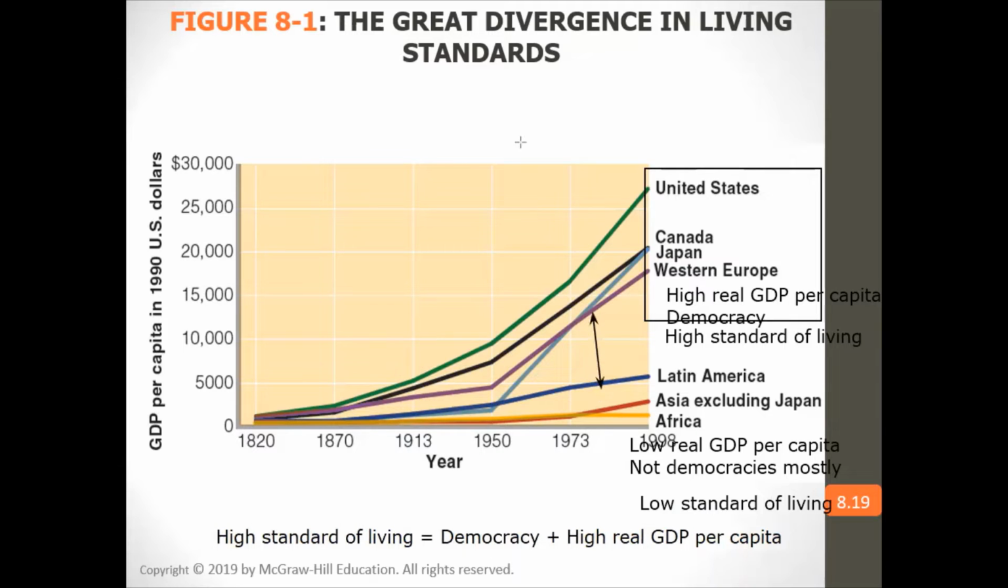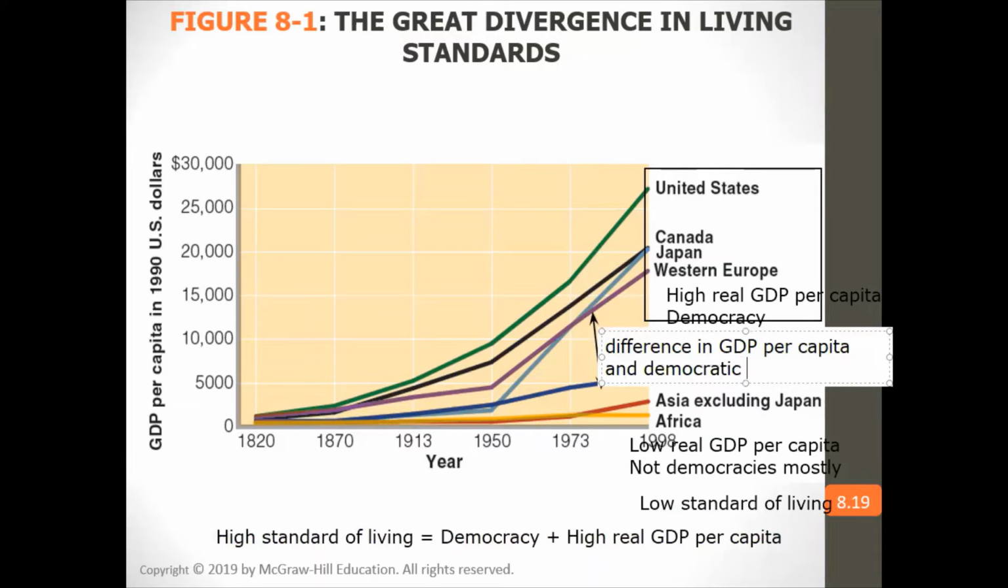This gap is pretty much created by the difference in GDP per capita and democratic values. So you can see that this is a really good chart on showing what GDP per capita and democratic values can do to an economy.